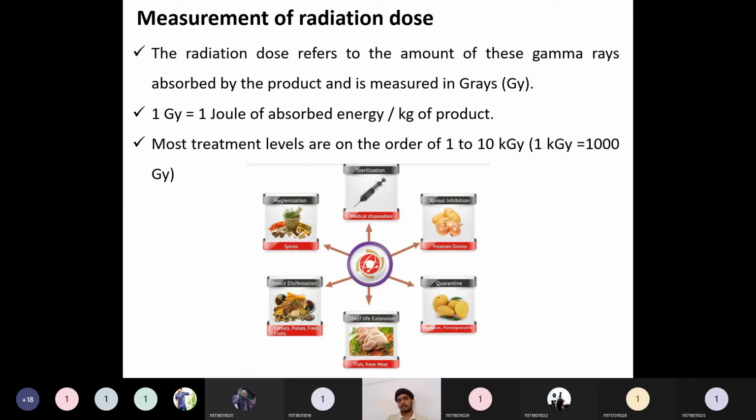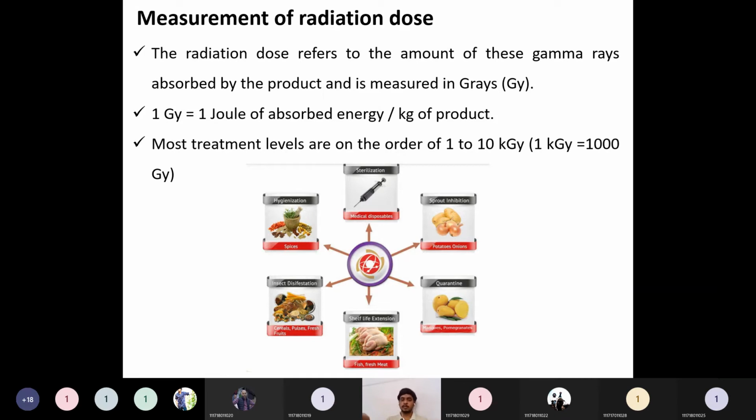So what is this gray? One gray is nothing but 1 joule of absorbed energy per kg of product. So how much energy is absorbed per kg of each product will be measured in units of gray. Most treatment levels are in the order of 1 to 10 kilograys. So this 1 to 10 kilograys is also considered safe.